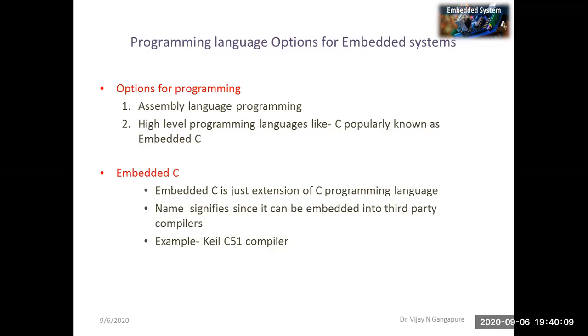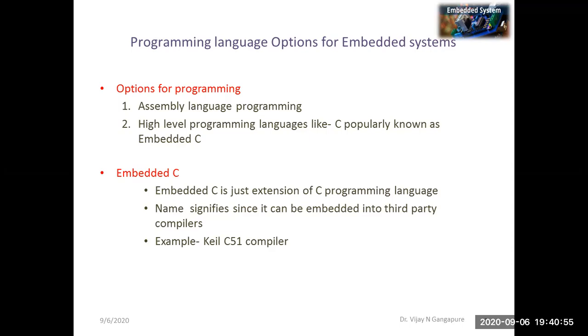So the first point is programming language options for embedded systems. There are two options for programming any embedded system. The first one is assembly language programming that you have studied in the 8051 microcontroller course. And the second option is using high level programming languages like the C programming language. And when we use the C programming language for embedded system programming, we popularly call it embedded C.